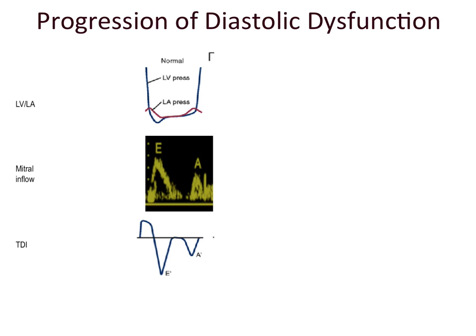So let's try to put this all together and think about how we grade diastolic function. So this is normal. This is your left ventricle waveform. This is your left atrial waveform. This gradient that occurs in early and late diastole gives you your E and your A waves on your mitral inflow. And this is your tissue Doppler, the E prime. E and E prime are occurring about the same time, right? This is normal. You have an E that is higher than your A.